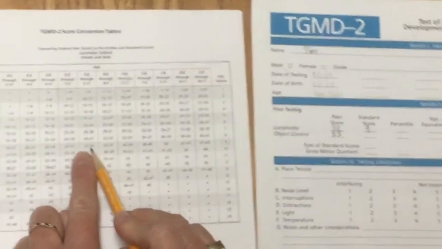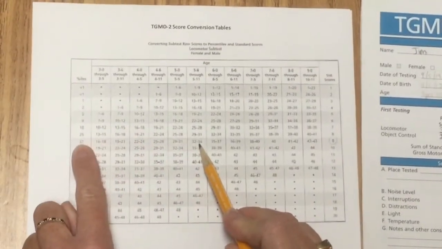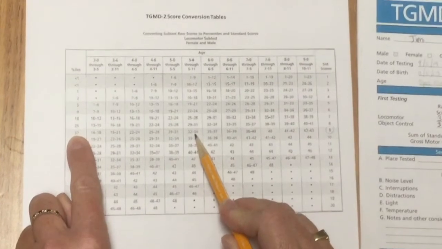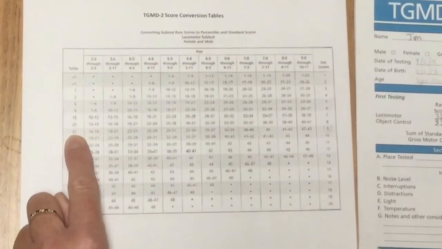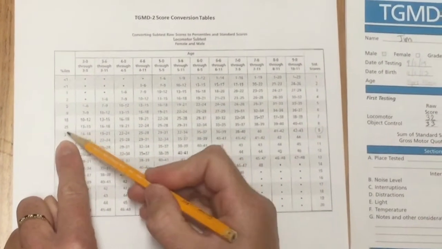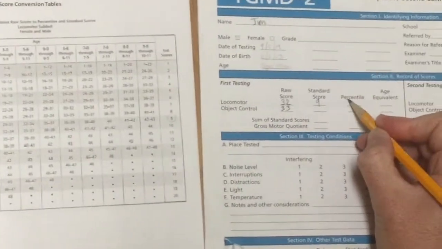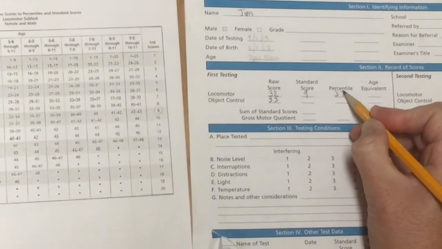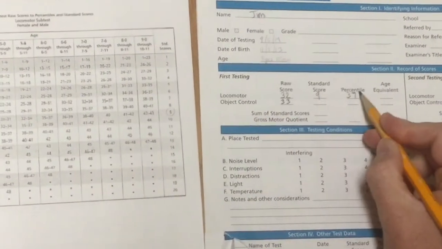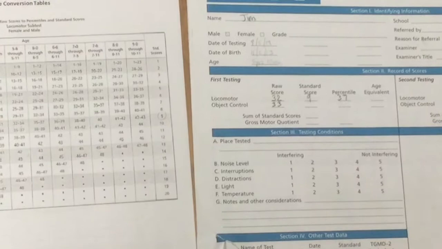If I go to the left, to the end column, that's going to give me my percentile. His percentile is 37. And I'm going to write that locomotor percentile 37.